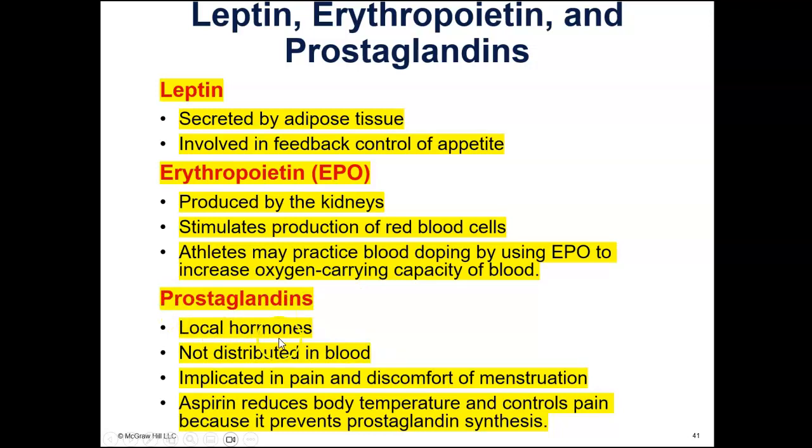Prostaglandins are local hormones. They are not distributed in the blood. They are distributed to the tissue fluid very close to where they're released. So they're a little different from hormones in that way. They are thought to be the cause of some of the pain and discomfort during menstruation. Aspirin reduces the body temperature and controls pain because the way it works, it prevents prostaglandin synthesis.